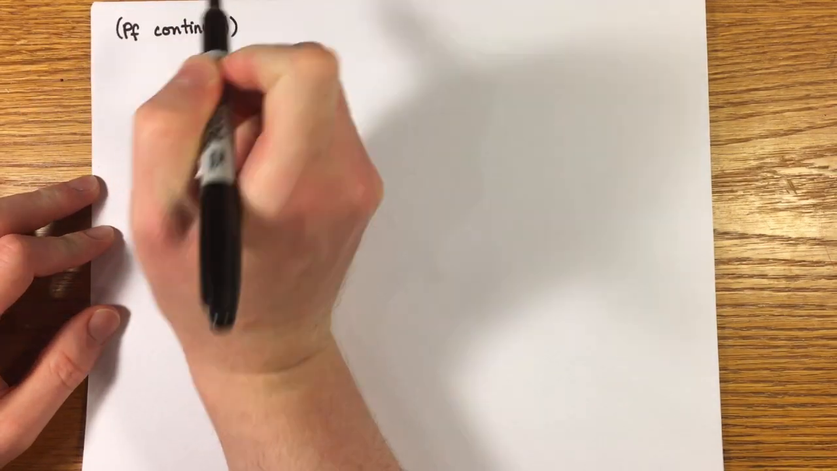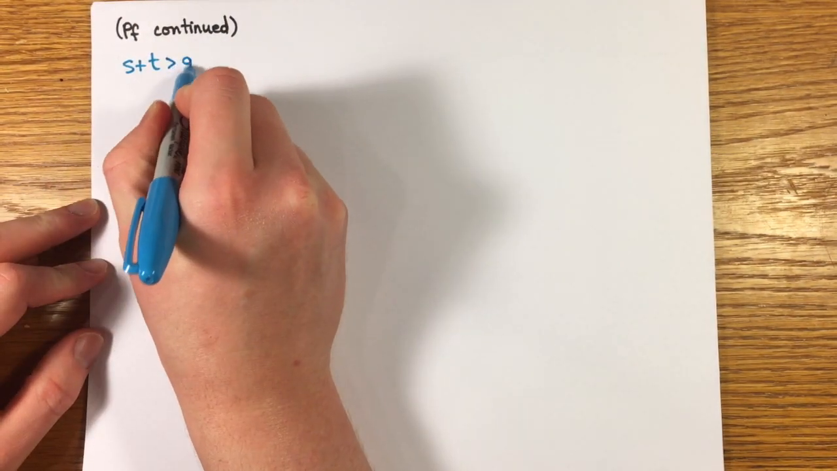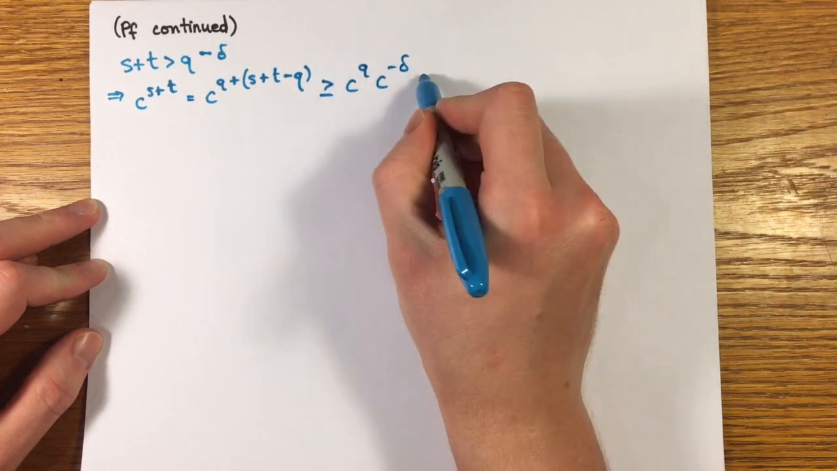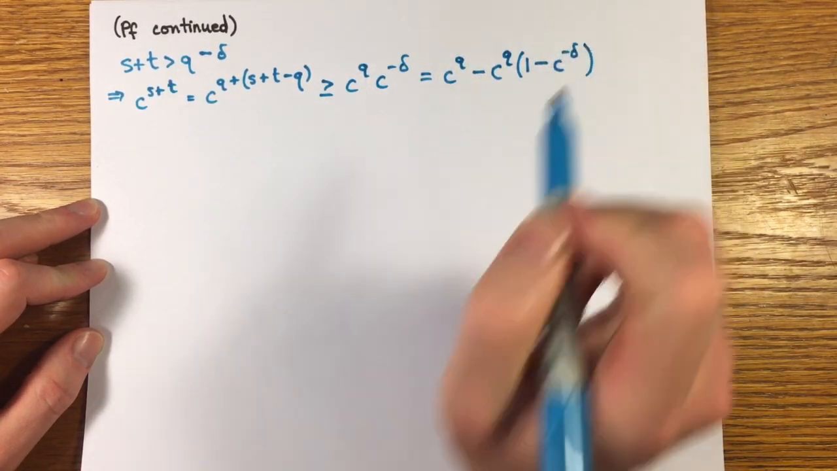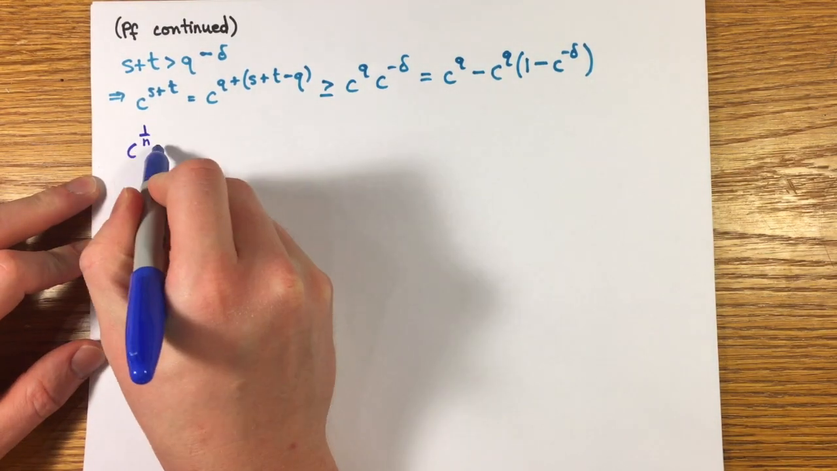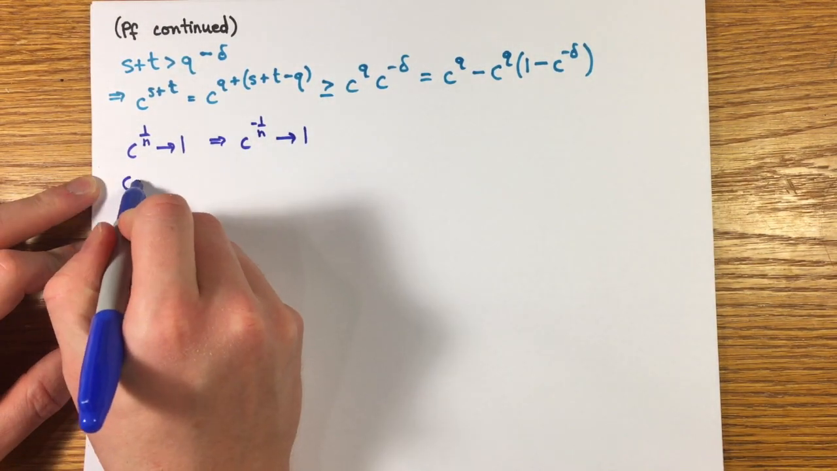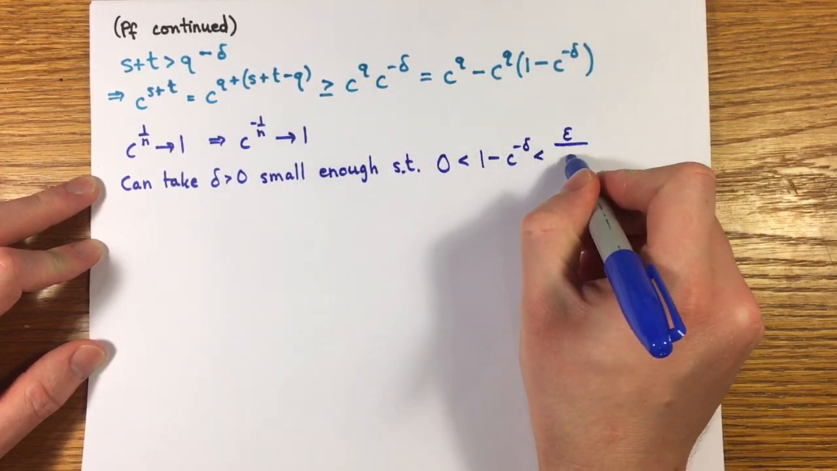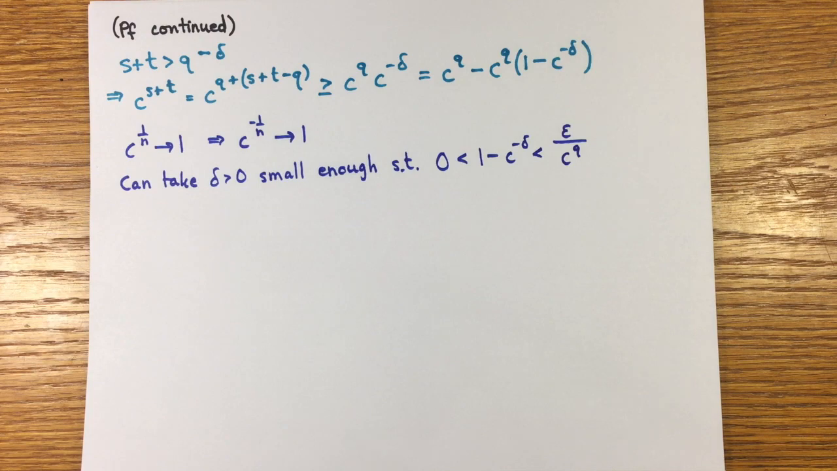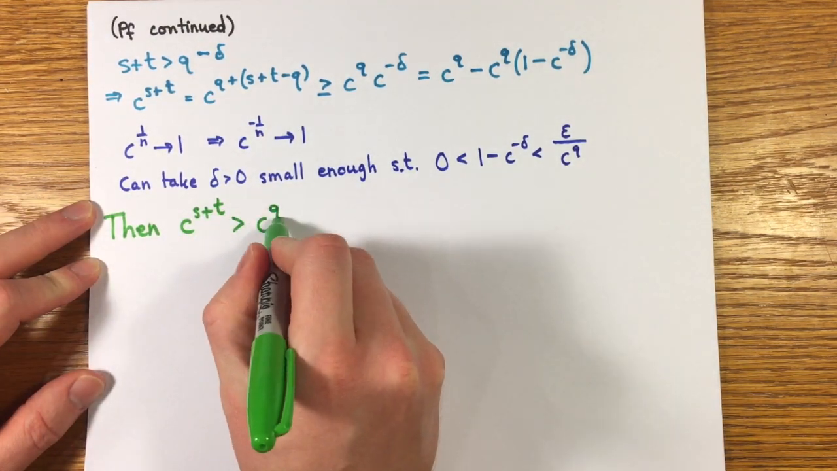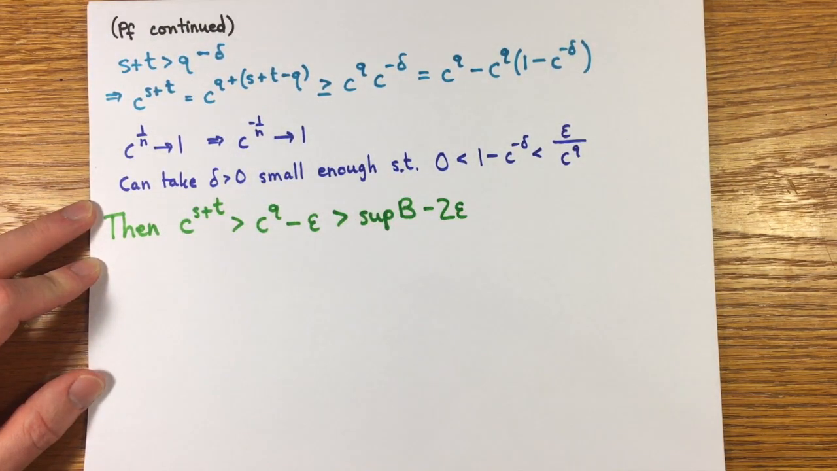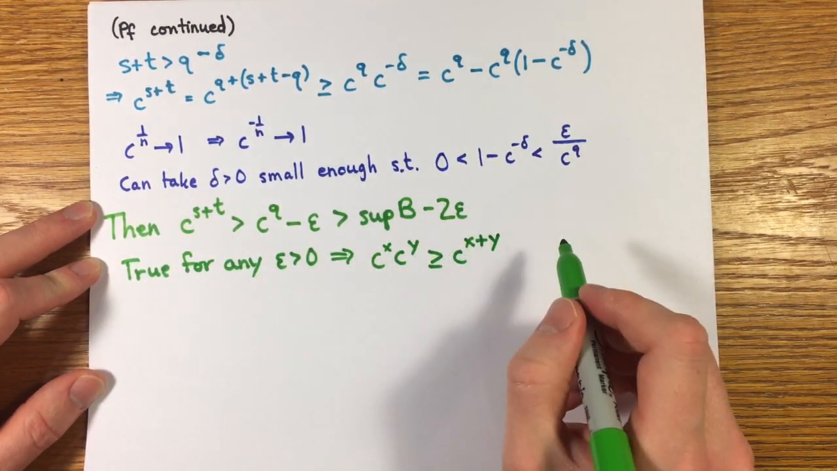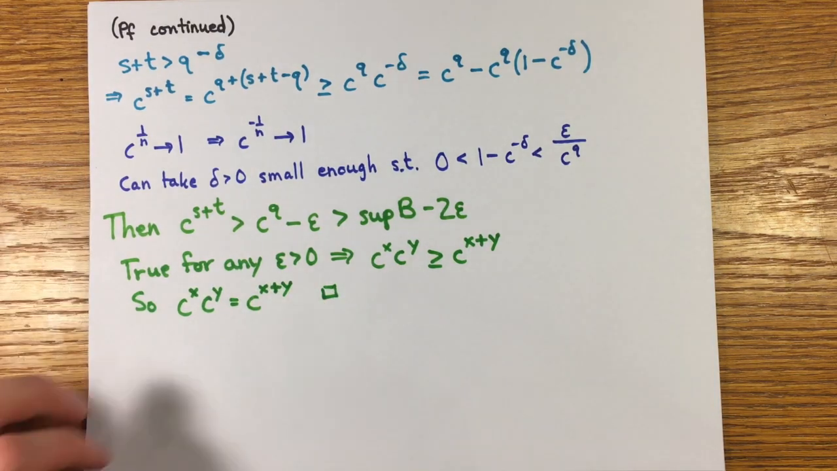Continuing the proof, c^(s+t) is at least c^q times c^(-delta). So as long as c^(-delta) is closer to 1 than epsilon over c^q, which can certainly be done because c^(1/n) goes to 1 and c^q is increasing on rational exponents, then c^(s+t) is at least the sup minus 2 epsilon. That's true for any epsilon. So c^x times c^y is at least c^(x+y), and then we have both inequalities, so they're equal.